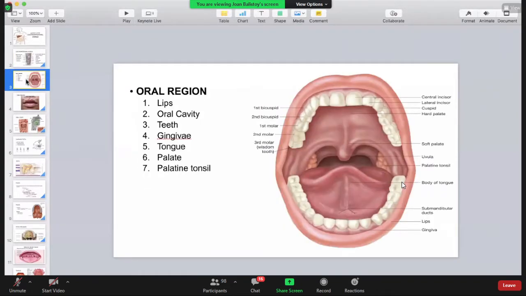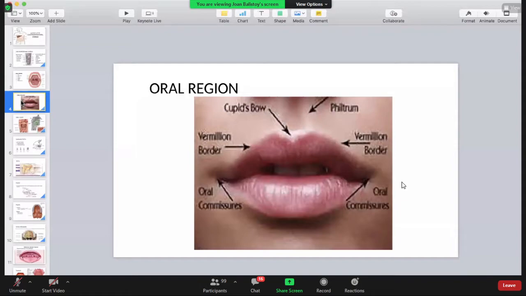So the first part, which is the oral region. The oral region comprises the lips, the oral cavity, your teeth, your gingiva, the tongue, the palate, and the palatine tonsils. All of these parts of the oral region, you should know what are their parts. Right? So let us start by understanding the oral region part, which is the lips.